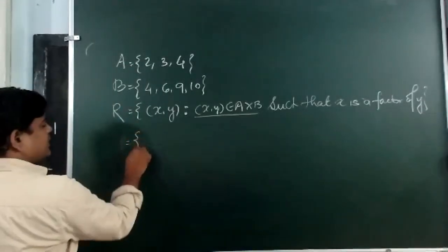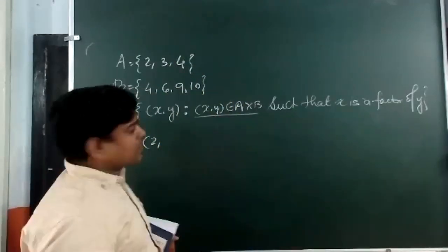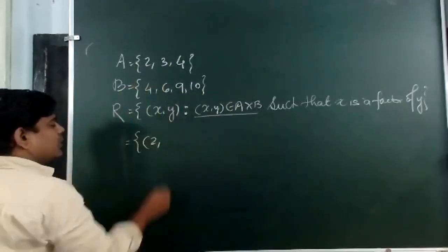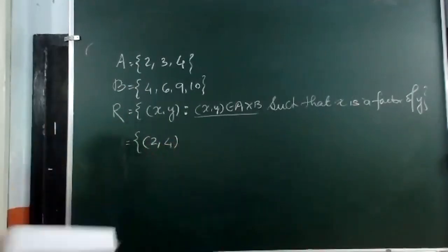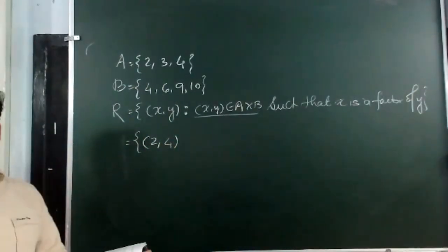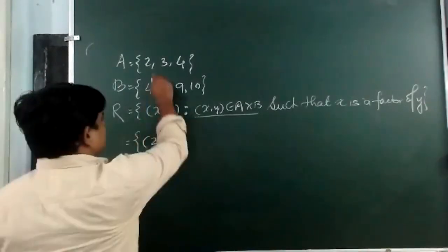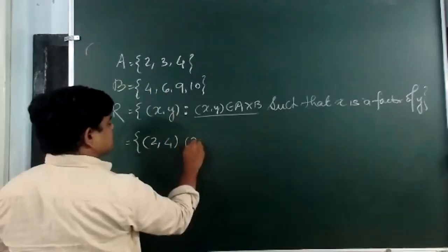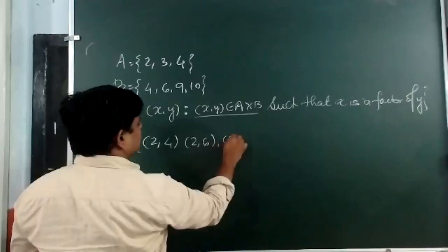If I take here 2 as x, because x belongs to A, I am taking 2. Now this 2 is a factor of 4 or not? I'm asking you. 2 is a factor of 4 or not? This 2 is a factor of 6 or not? This 2 is a factor of 10 or not?